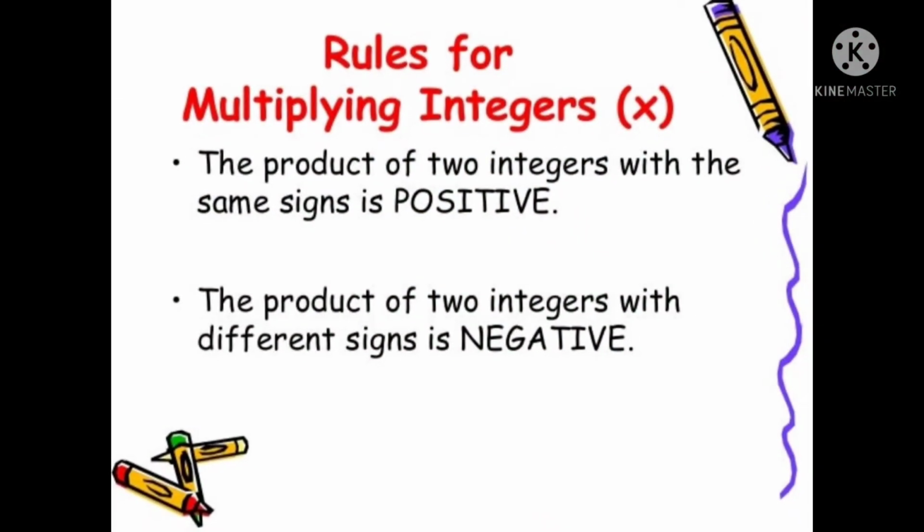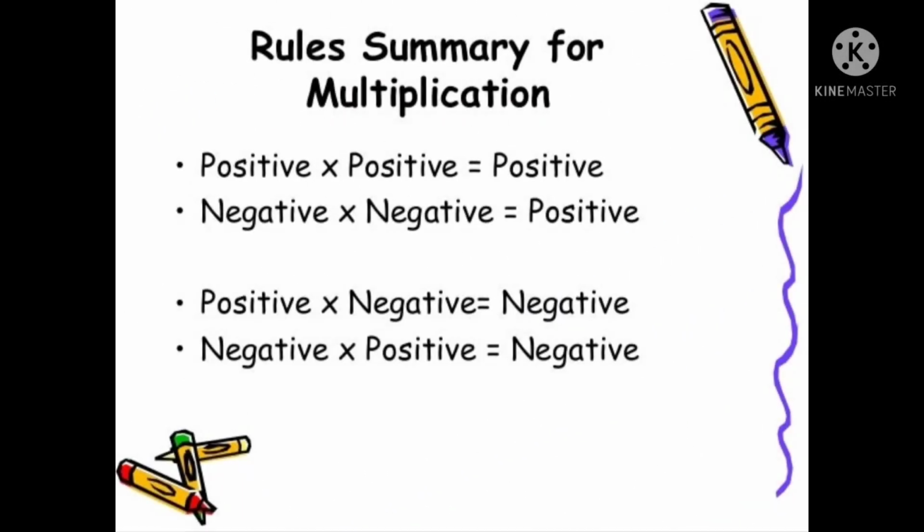We can summarize it as the rules of multiplying integers. The product of two integers with the same signs is positive, and the product of two integers with different signs is negative.